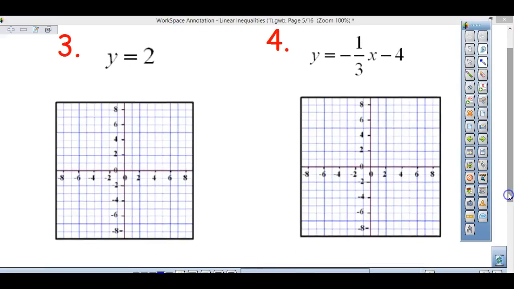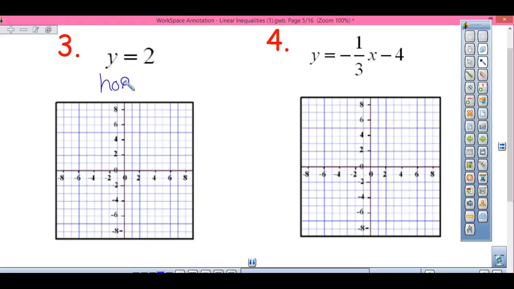Okay, all right, this guy. Y equals 2. When there's not an x or not both an x and a y, you know that your line is going to be either horizontal or vertical. In this case, y is horizontal. So we find where y is 2, and we draw what kind of a line? Horizontal.